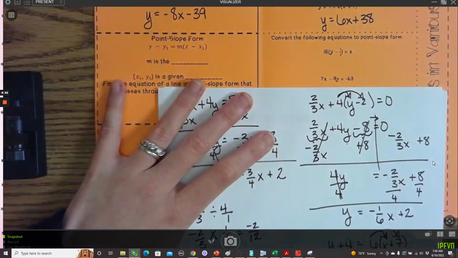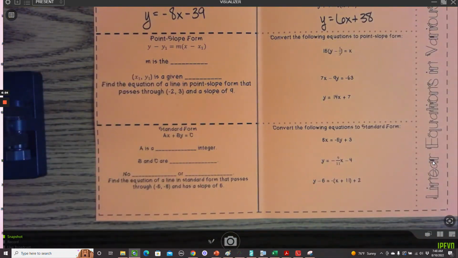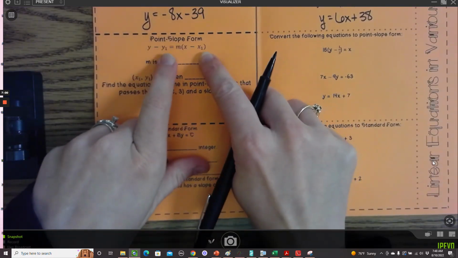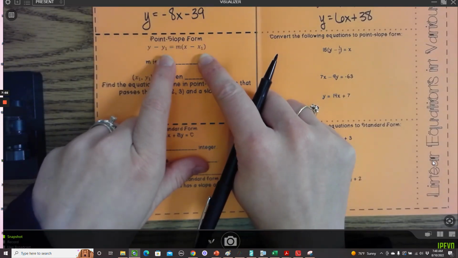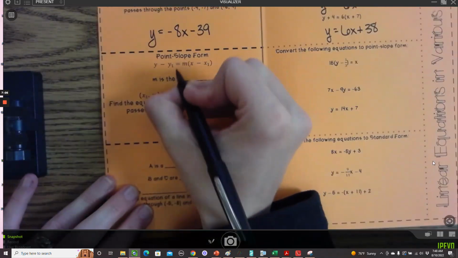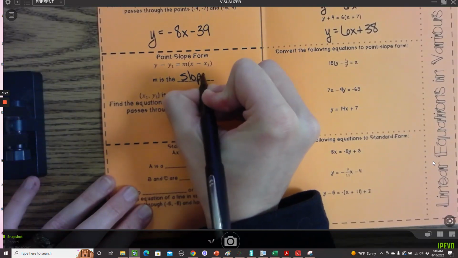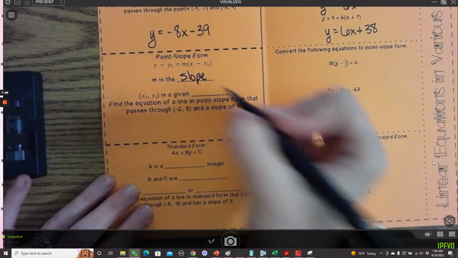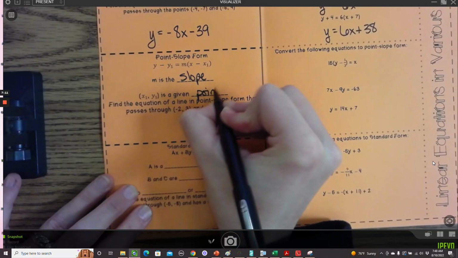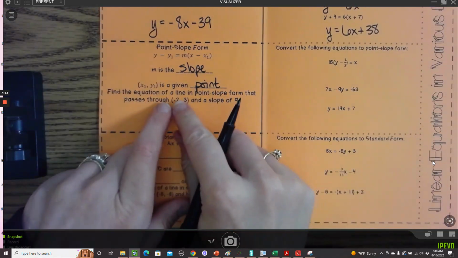Next up, point slope form. Point slope form is y minus y1 equals m times x minus x1. y1 and x1 are two values from your equation. So m is the slope, and x1, y1 is a given point. You will be given that point. It'll look something like this.